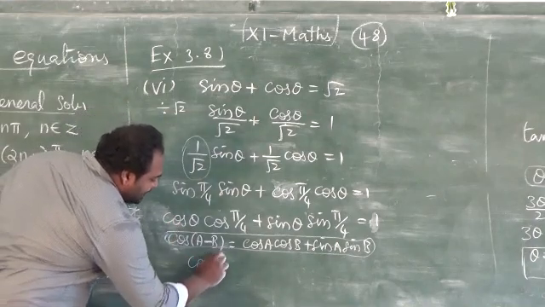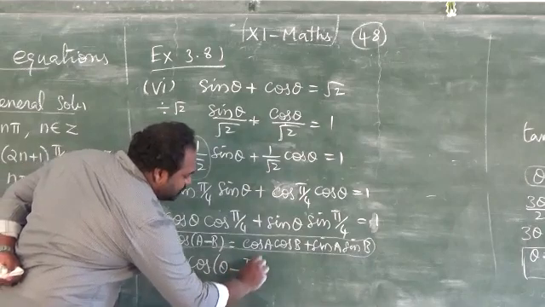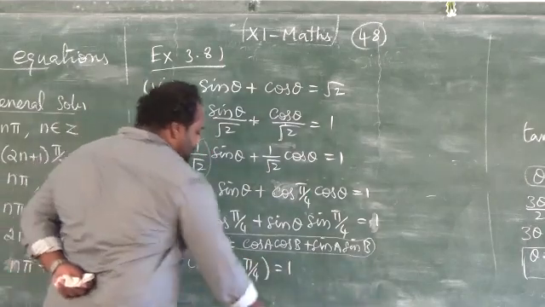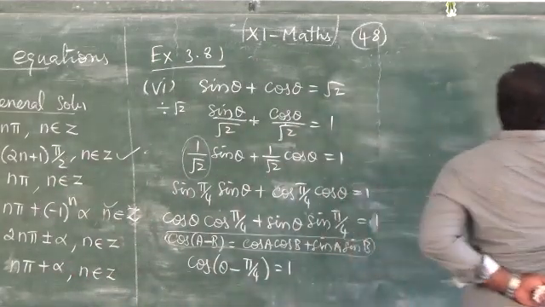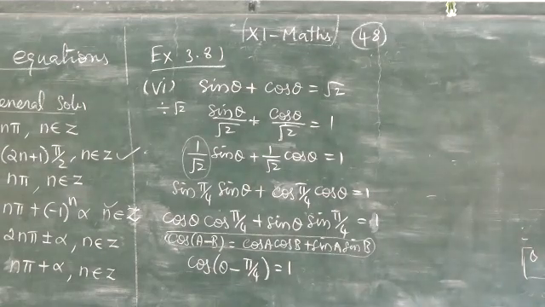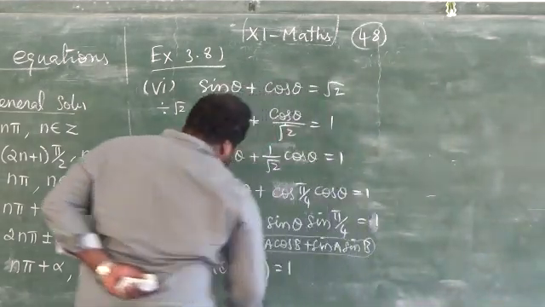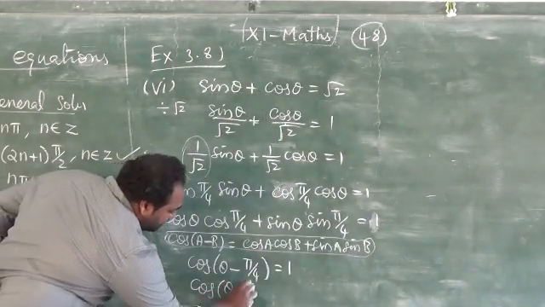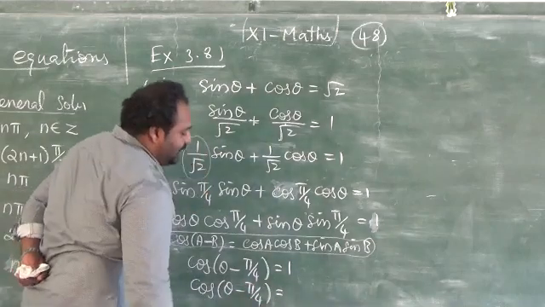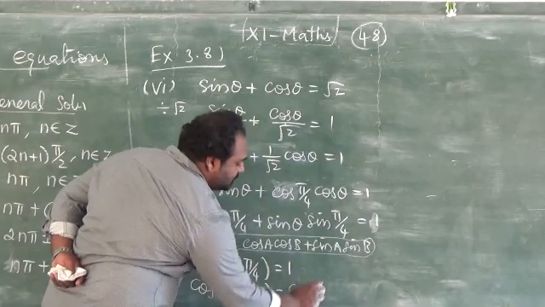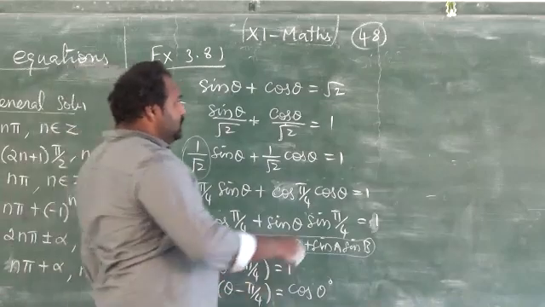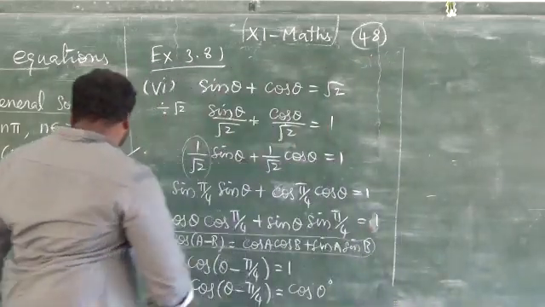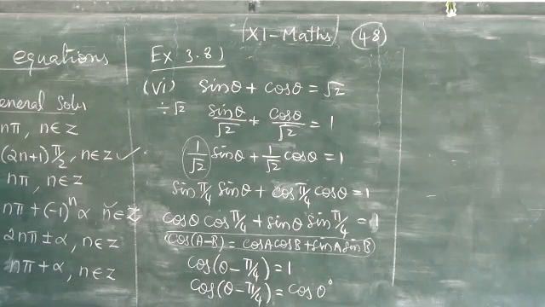Cos of, what is A here? Theta minus B, which is pi by 4, equal to 1. Here is cos 1. When will you get the value 1 in the cos function? Cos of theta minus pi by 4 equal to cos 0 degree. Am I correct? Cos 0 degree value is 1.